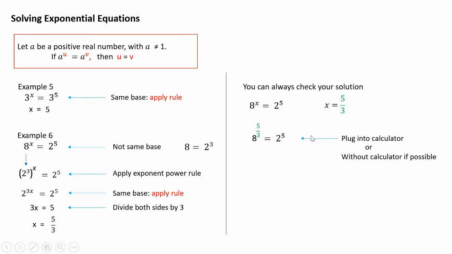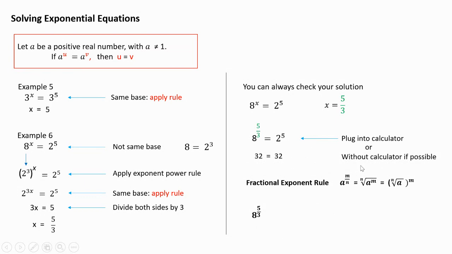And you can also solve it without a calculator. So 8 to the 5/3 power equals 32. So 32 equals 32, so it checks out. Now here's how you do it without a calculator, because you have to know it. You have to know how to use a calculator, of course, and also you have to know how to do it without a calculator. So I'm going to use the fractional exponent rule.